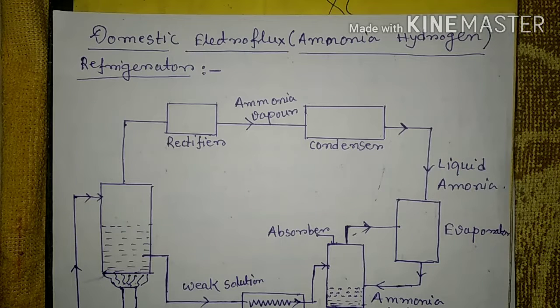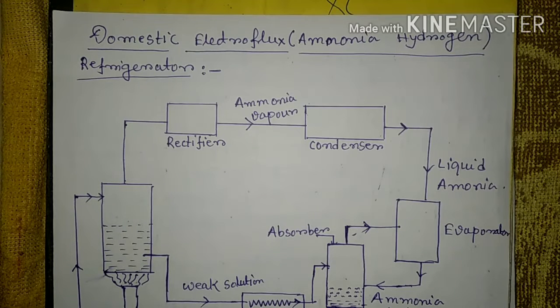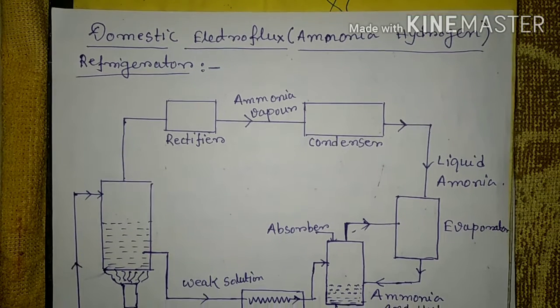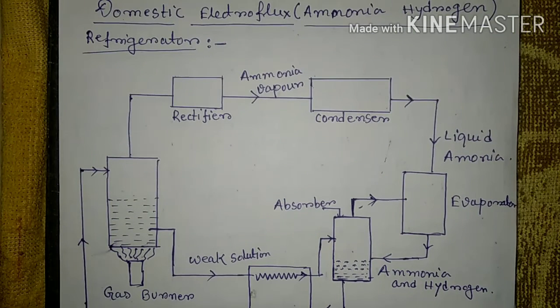Welcome back, students. Today we'll discuss the domestic Electrolux refrigerator, or ammonia hydrogen refrigerator. In the previous lecture video, we already discussed the different types of condenser and evaporator used in RAC systems: what a condenser is, its working principle, the working principle of the evaporator, and the types of evaporator mainly used in an RAC unit.